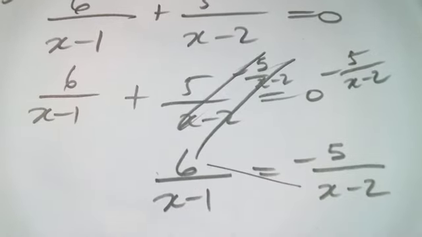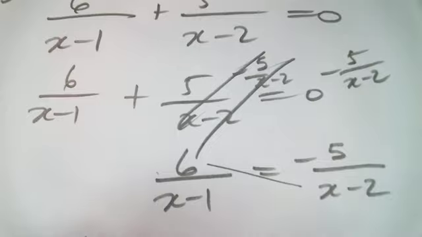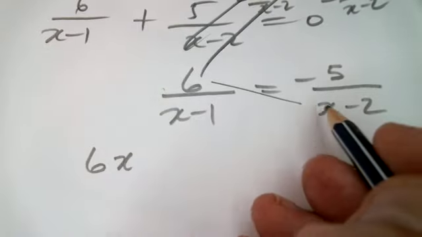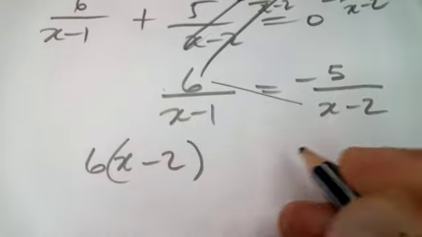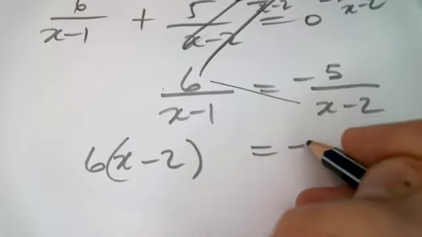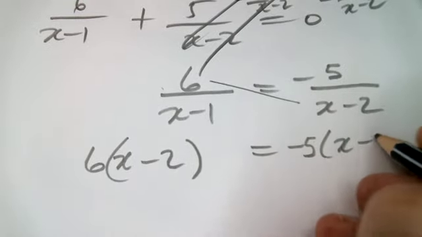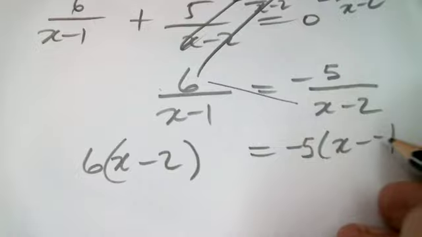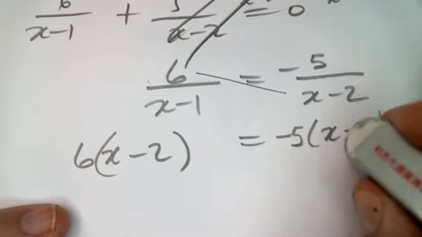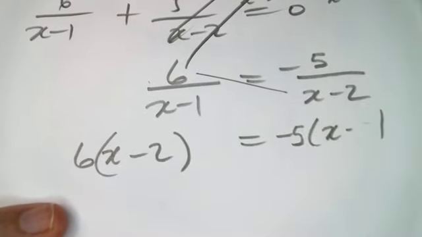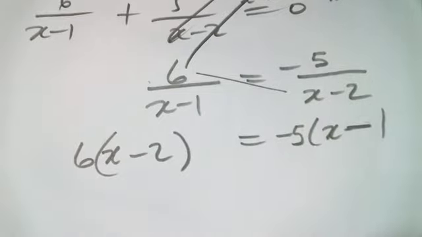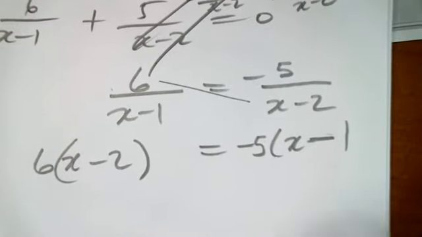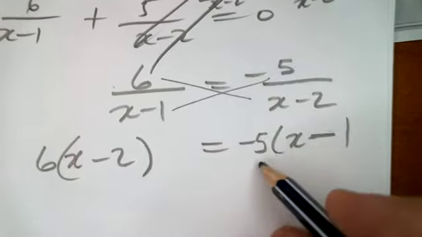So 6 times this is going to be 6 times x minus 2, that's easy to see, and this is going to be negative 5 times x minus 1. I'm jumping ahead of myself here. All right, so that's what we've got, so multiply that by that to get this.